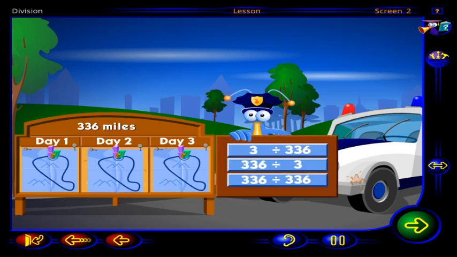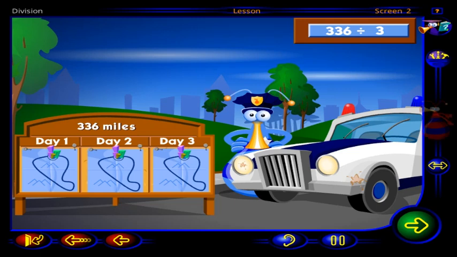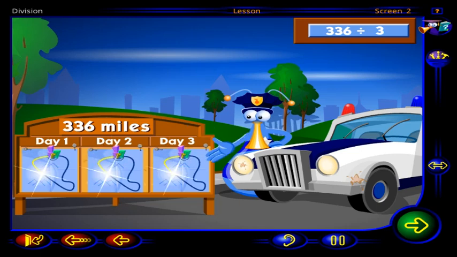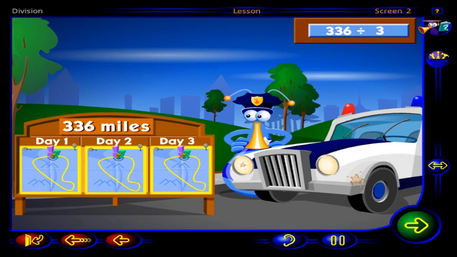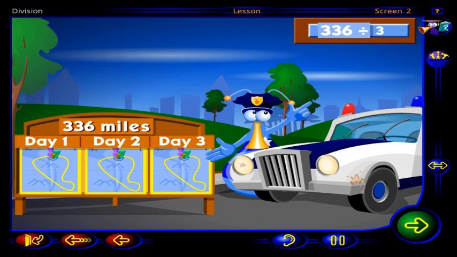Which division can you use to find how many miles the officer drove each day? Click on a division, then click OK. That's it. This is the correct division. You drove a total of 336 miles, and you drove the same number of miles each day. So to find how many miles you drove each day, we can divide the total number of miles, 336, by the number of days, 3.